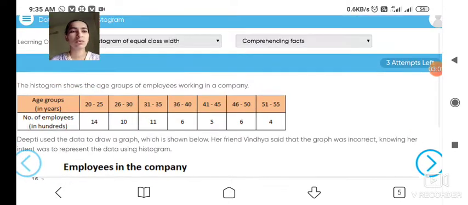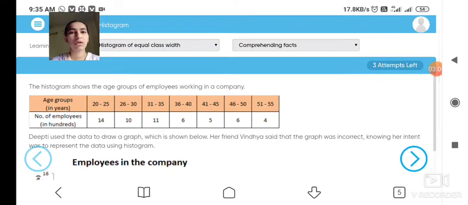Now you can see the question: the histogram shows the age group of employees working in a company. Here the age groups are given in years, 20 to 25, then 26 to 30, then 31 to 35, then 36 to 40. These are the ages of employees. Now how many employees are between 20 to 25? The numbers are in hundreds: 1400, 1000, 1100, 600, 500, 600, 400.